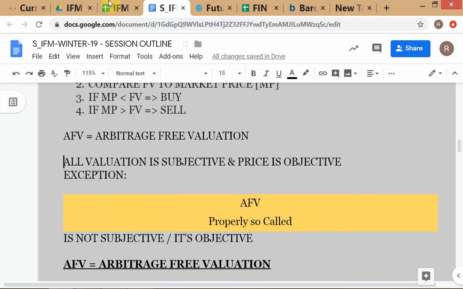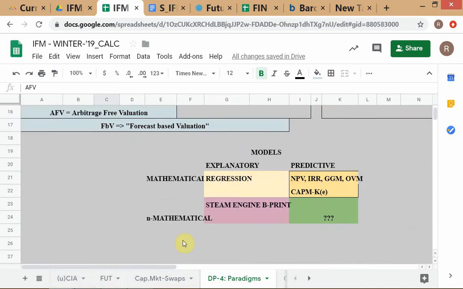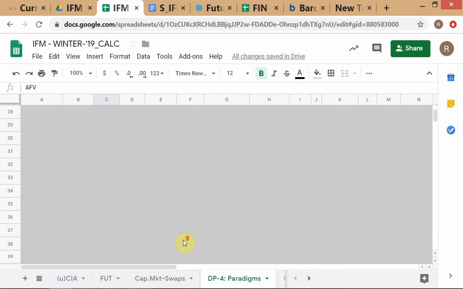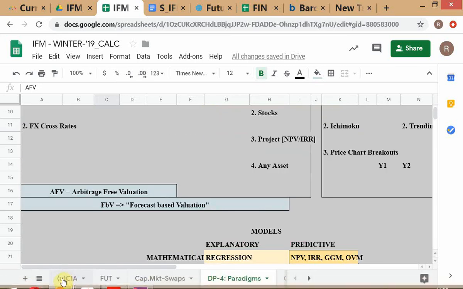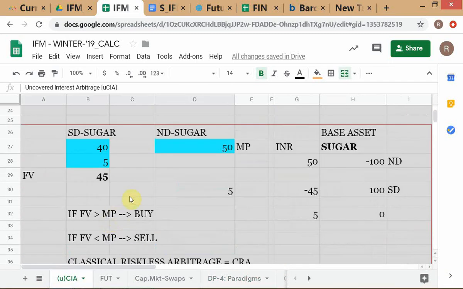I'm trying to figure out the sheet where we noted down this. I think I did it in this sheet, uncovered and covered interest rate arbitrage. Okay, uncovered and covered interest arbitrage. So this is where we wrote it down.